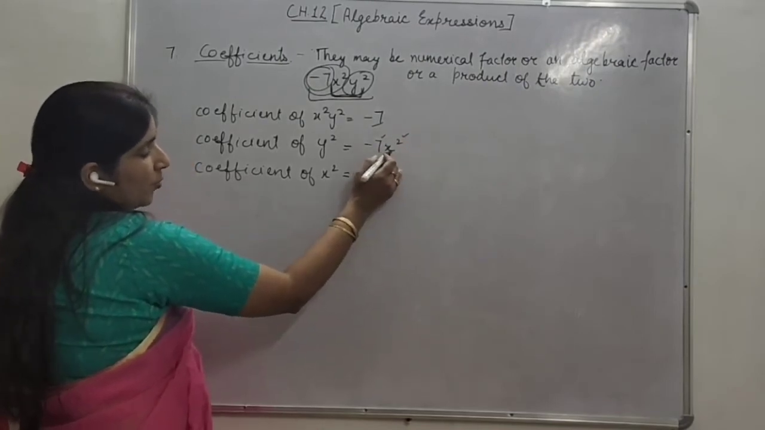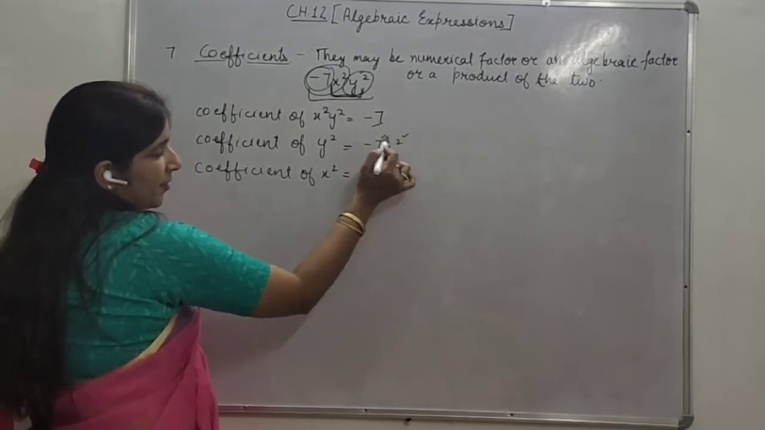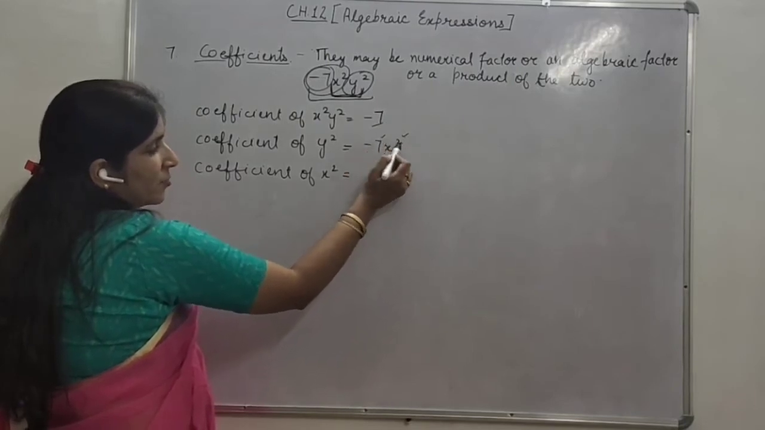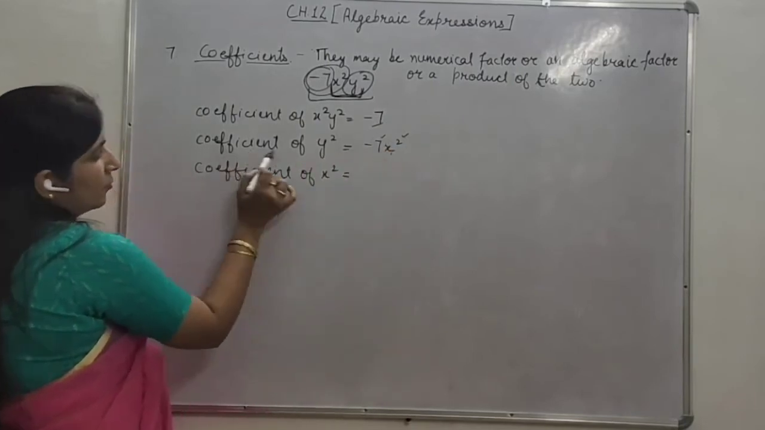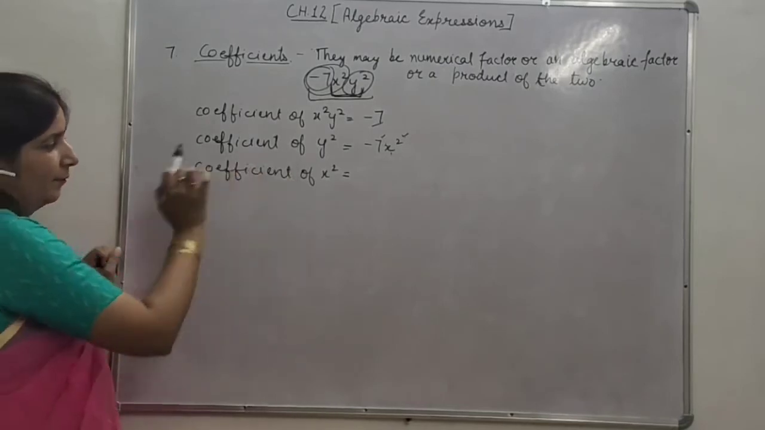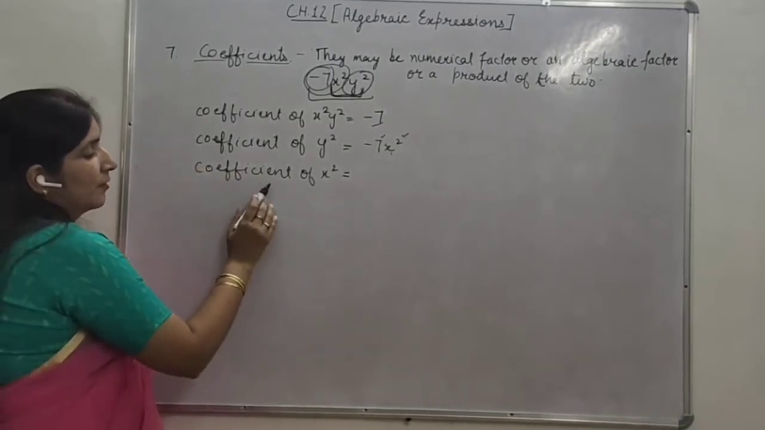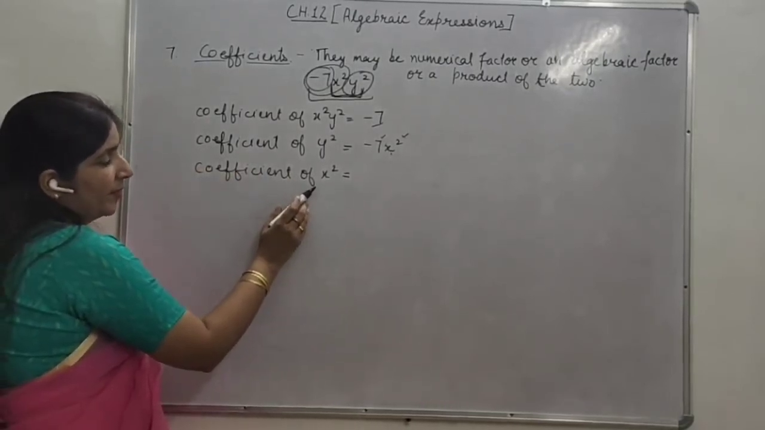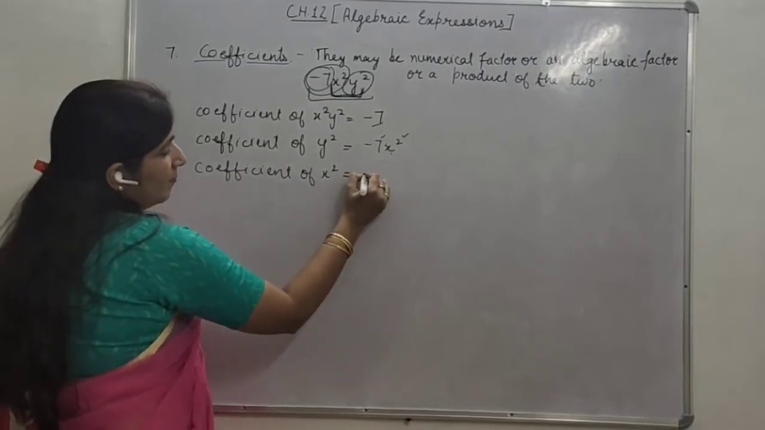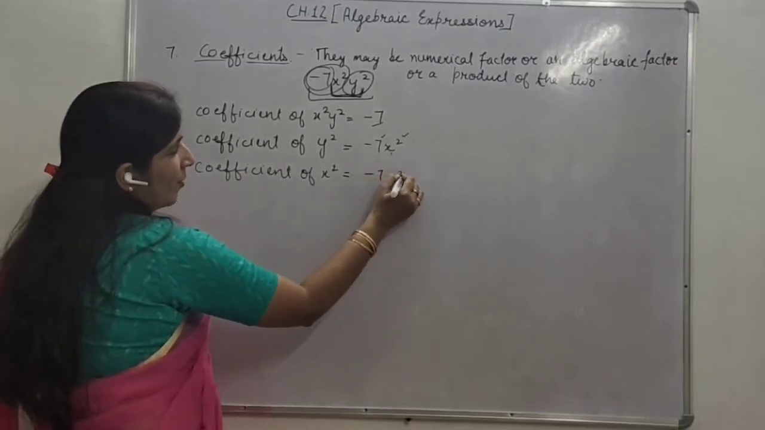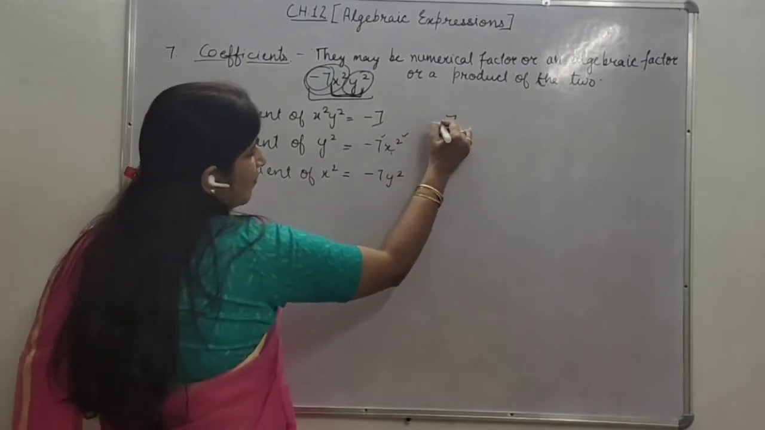That is known as the algebraic factor, and this is the numerical factor. The product of the two is the coefficient of y square here. Now, if we want to tell the coefficient of x square, what will it be? That can be minus 7y square. Why? You can see again, let me write it.